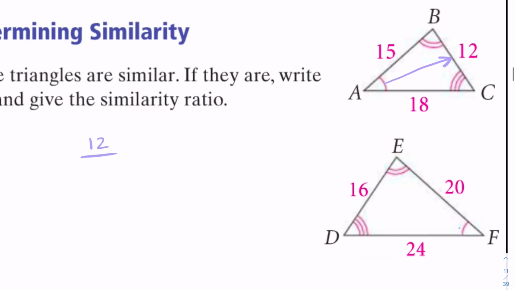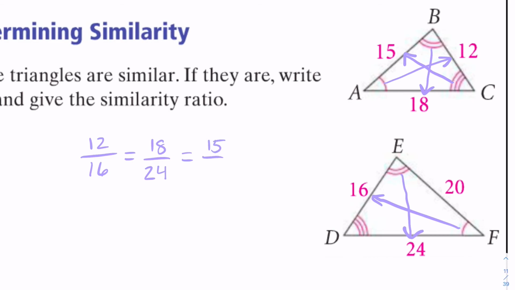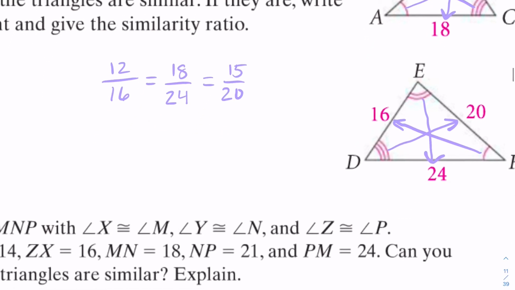Let's go with the side opposite the 1 tick mark, which is 16. And then let's see if that is proportional with what's opposite the 2, which is 18, and what's opposite the 2. Notice I'm going from top figure to bottom figure, back and forth. So 18 to 24, and now let's go back to the top figure and look at 15 and compare that one to 20. And let's see if these are the same exact fraction ratios.